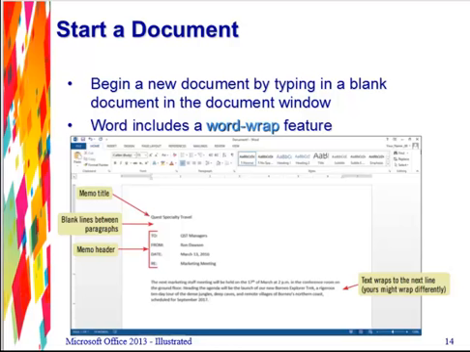Okay, this is Word A, Part 2. We're going to talk about starting a document, saving a document, how to select text when you're within a document, and how to format text using the ribbon or the mini toolbar.